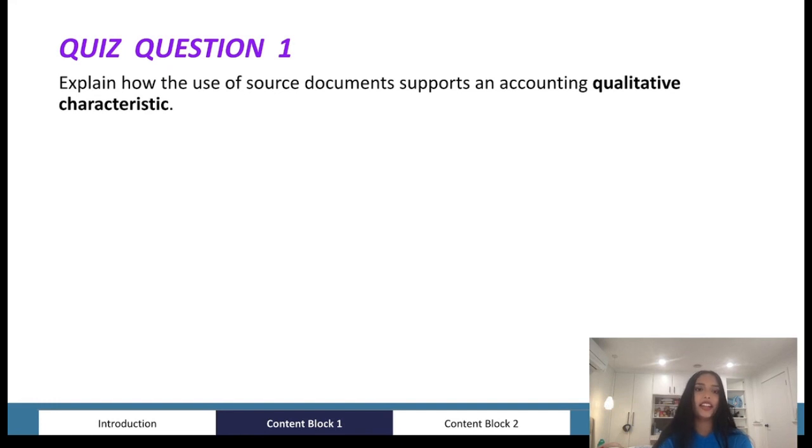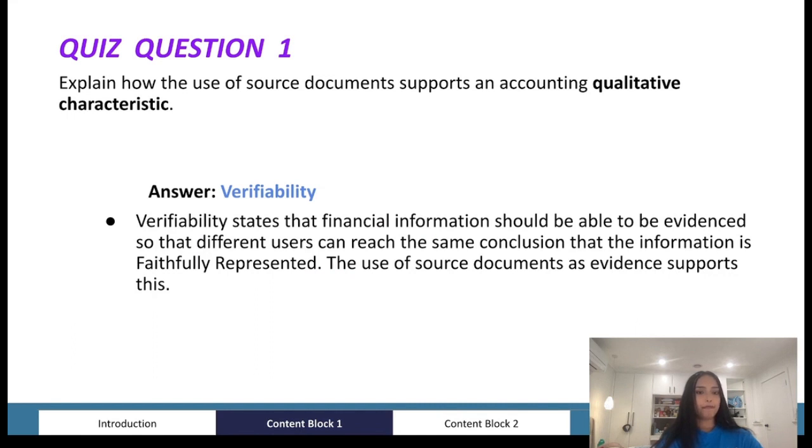So the question is, explain how the use of source documents supports an accounting qualitative characteristic. And if you remember, I said the characteristic that relates to source documents is verifiability. So the reason why is because financial information should be able to be evidenced so that different users can reach the same conclusion that it's faithfully represented. And when we have source documents as direct evidence of our reports, it supports verifiability.